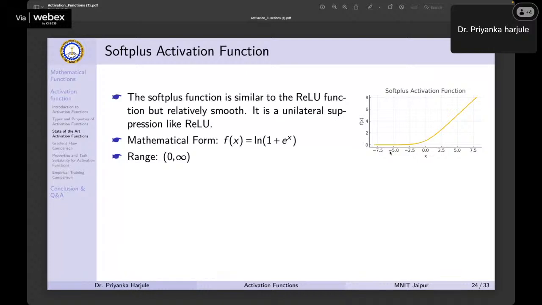So next is the softplus activation function. This is a smooth alternative to the ReLU.